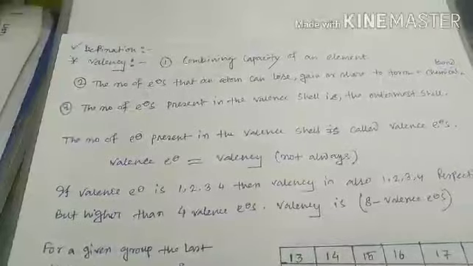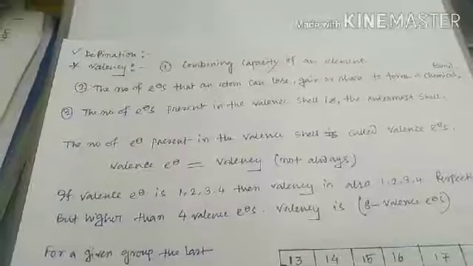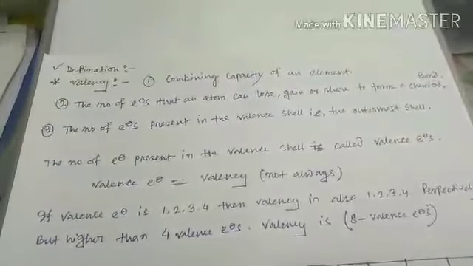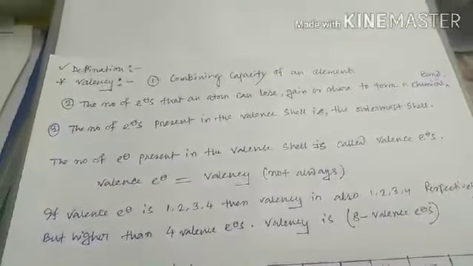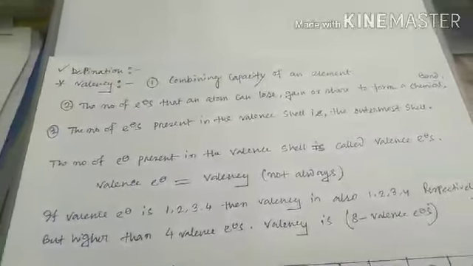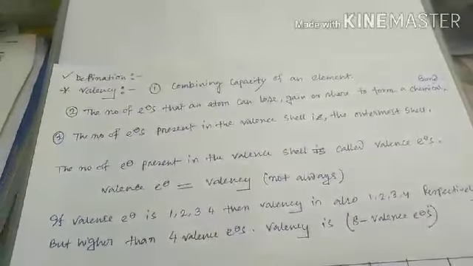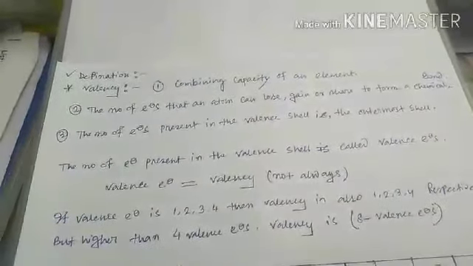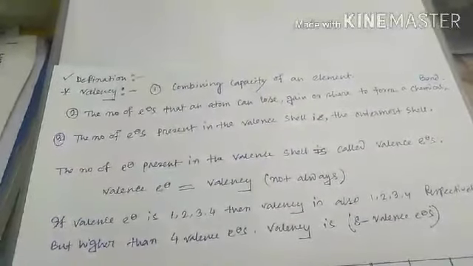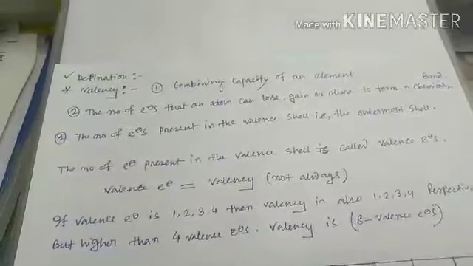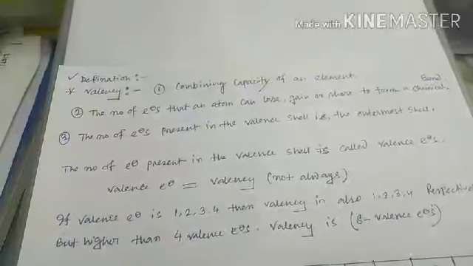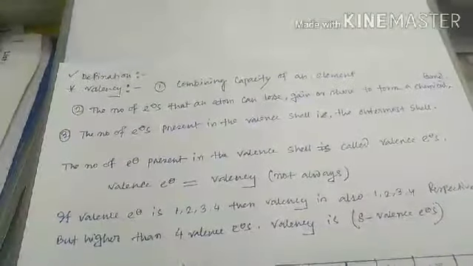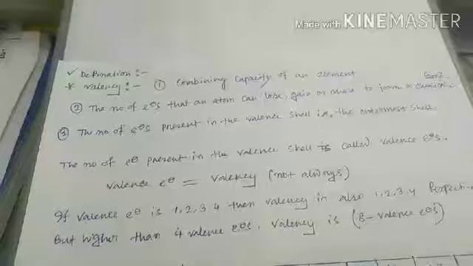The first two definitions, that is the combining capacity of an element and the number of electrons that an atom can lose, gain or share to form a bond, are correct. But the third one is incorrect. The number of electrons present in the valence shell, that is the outermost shell, is called the valence electrons, not valency. In some cases the number of valence electrons and valency may be the same, but they are not equal.